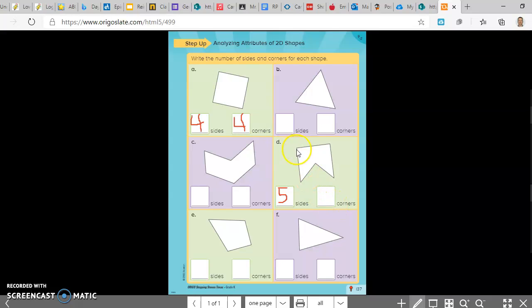So now, the next problem is how many corners does it have? So start up here and count the corners. You go ahead. All right, now let's count together. 1, 2, 3, 4, 5. 5 corners. All right. So boys and girls, go ahead and figure out these other problems and count the sides and the corners on each, and take a picture and upload it. And thank you for working with me on our shapes today.